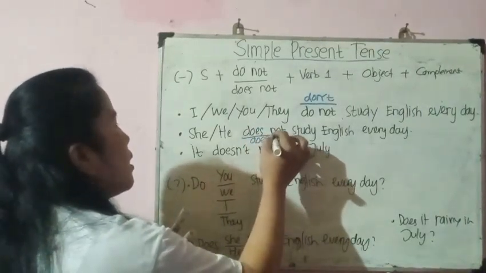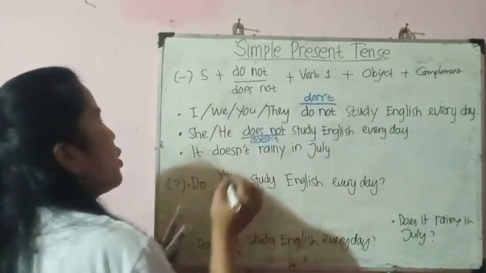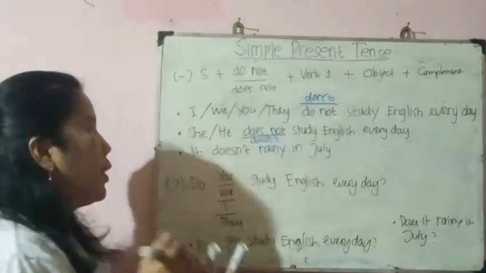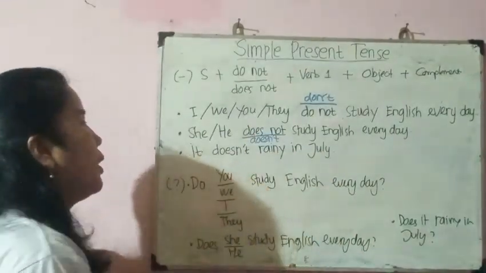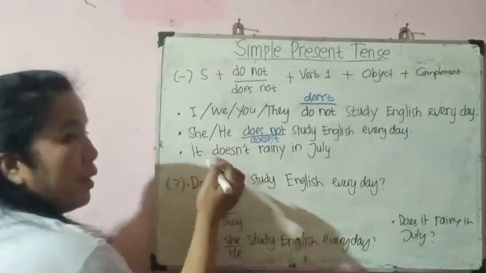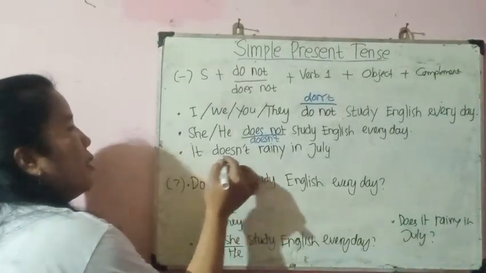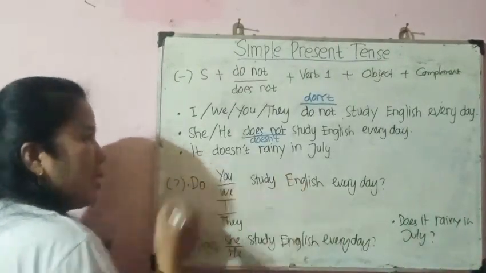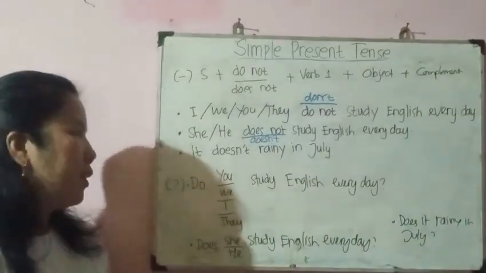Doesn't. She doesn't study English every day. He doesn't study English every day. And this one, I already write the short form of does not, which becomes doesn't: It doesn't rain in July.